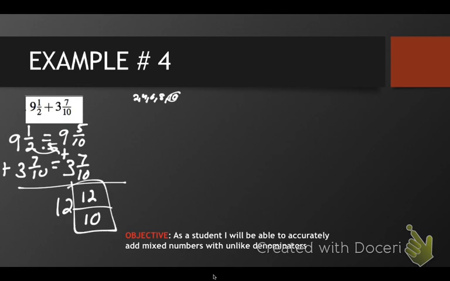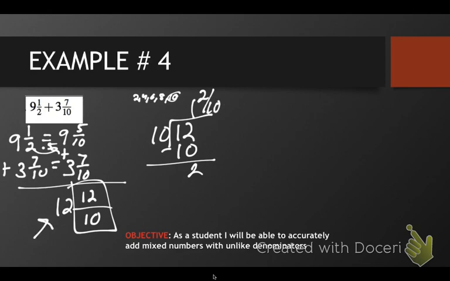12 over 10. Oh, it's improper, so let's fix that first. Do that by putting it inside the box. 10 goes into 12 one time. 1 times 10 is 10. We subtract, we get 2 left over. That would be 1 and 2/10. But remember, we can't forget about our whole number, which is 12. We need to add that to the 1, which means we have 13 and 2/10.